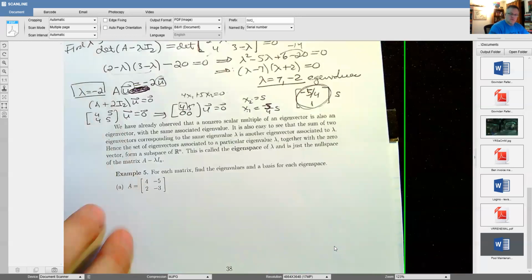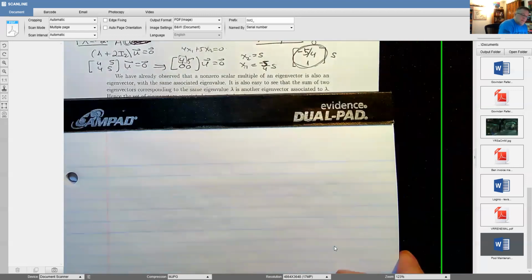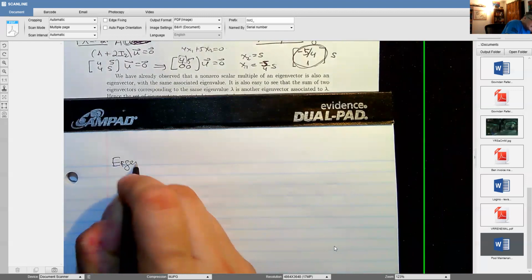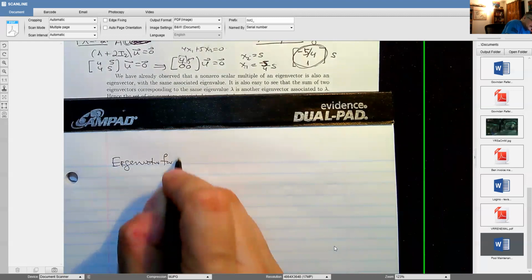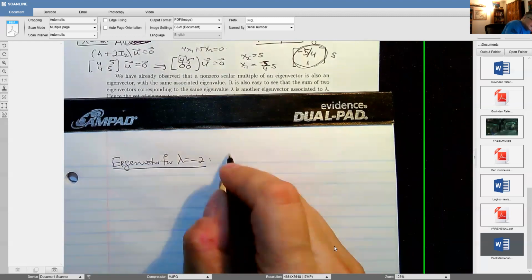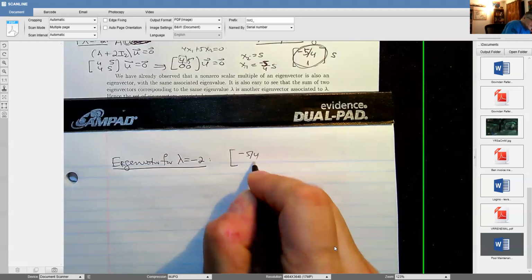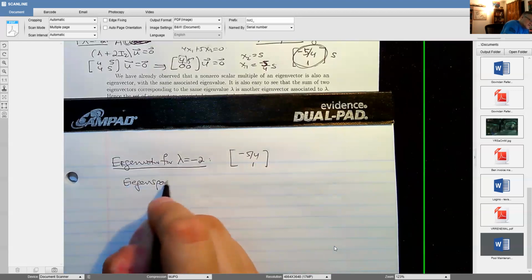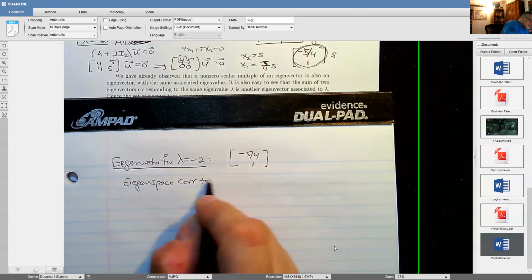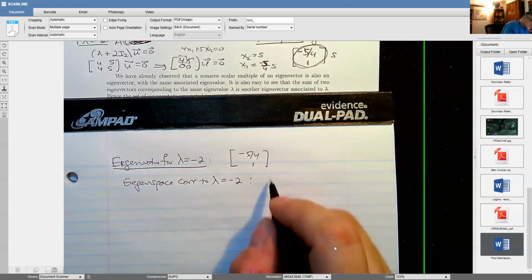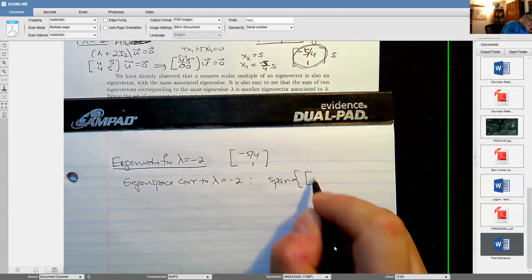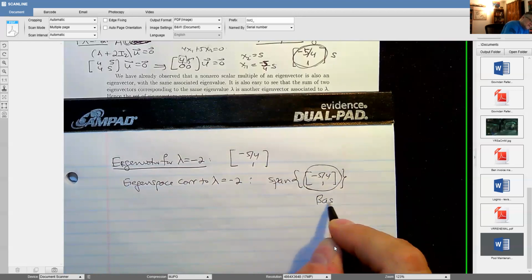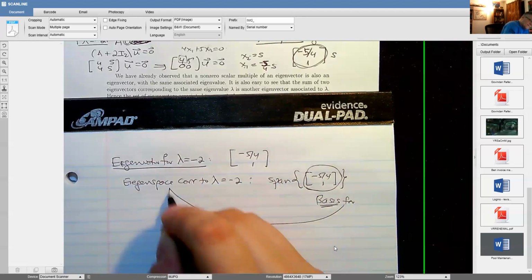All right, let's roll this up a bit. So I have the eigenvector for lambda equal to -2 is -5/4, 1. The eigenspace, I want to get you used to all these definitions, corresponding to this is the collection of all of them. So it's the span of that vector. This is the basis for the eigenspace.